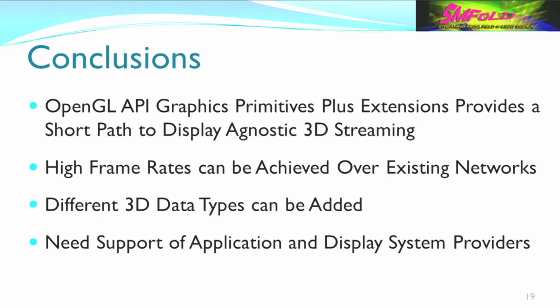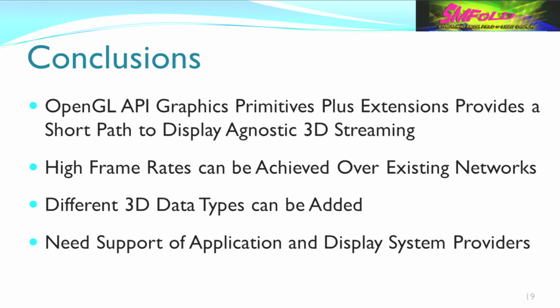So in conclusion, we believe that using OpenGL, which is a well-known, well-understood API, to provide the graphics primitives, plus, again, a few extensions, will provide a very short, quick path to getting to an open standard. We think that we can get very high frame rates over existing networks by utilizing the GPU memory and using buffered objects, display lists and those sorts of things. And as the standard matures, different data types and different features can be added.